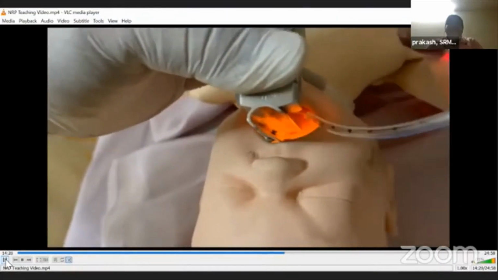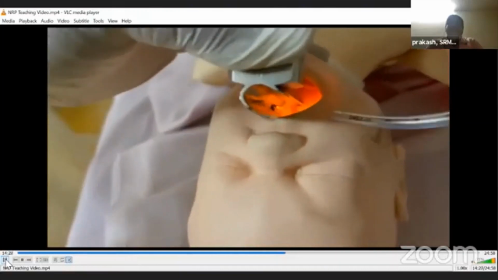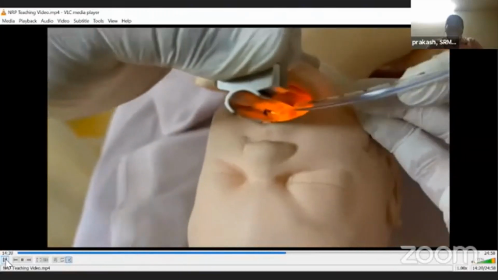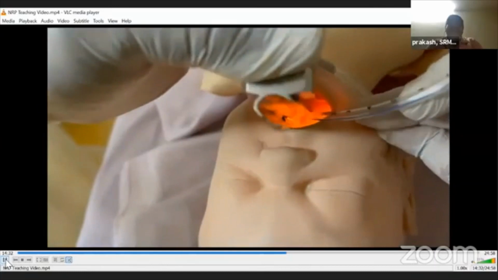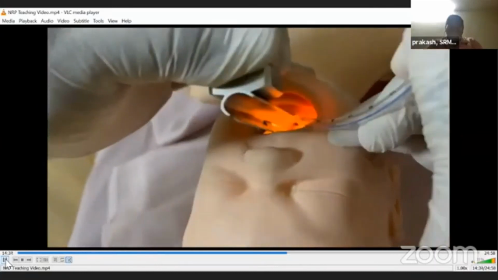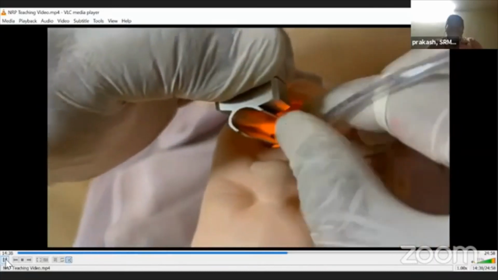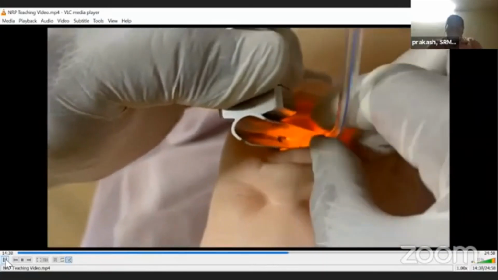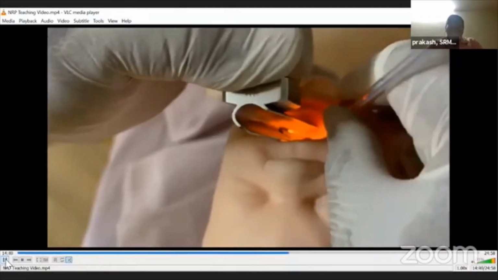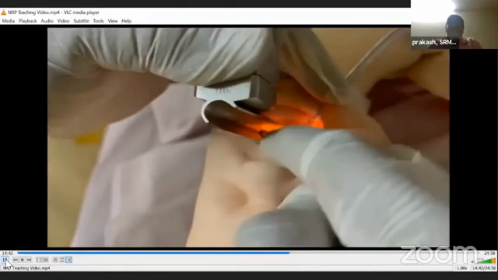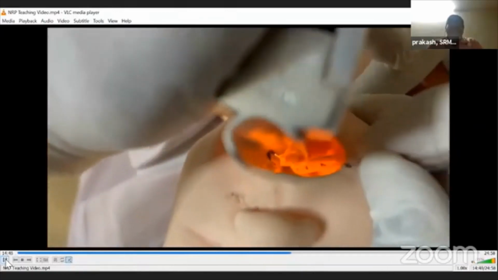Thank you, sir. Always go from the side of the mouth, pointing out. I'm inserting the ET tube from the right corner of the mouth. Always go from the right corner of the mouth. While inserting the ET tube, visualize the vocal cord and insert the ET tube to confirm it is going through the cords.